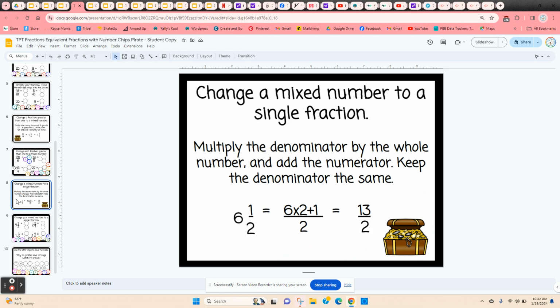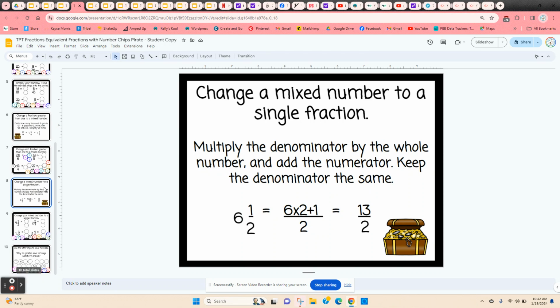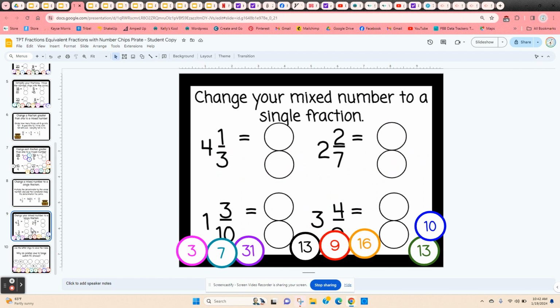And then they're shown how to take a mixed number and change it back to a regular fraction with the numerator larger than the denominator. So here they take the denominator, multiply times the whole number, and add the numerator. And then that denominator stays the same. So they're going to be doing that on the next slide. So 3 times 4 is 12, plus 1 is 13. So they're going to move the 13, and then their denominator stays the same.